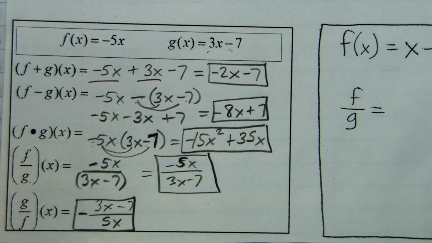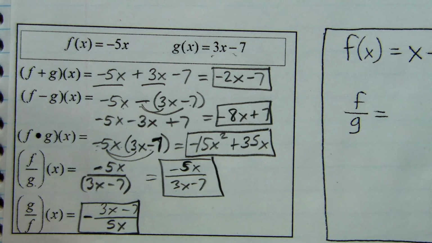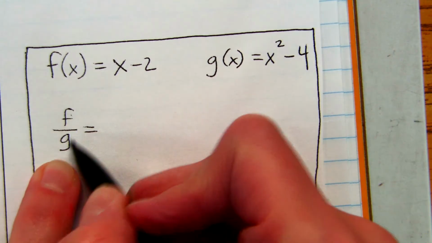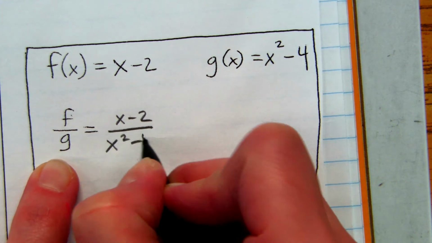Now I'm going to show you one that's a little bit more complicated than that, but it doesn't show up a ton. It will when you take college algebra, though. So make sure that you have seen it. So in this one, it has f over g. So I'm going to have x minus 2 over x squared minus 4.